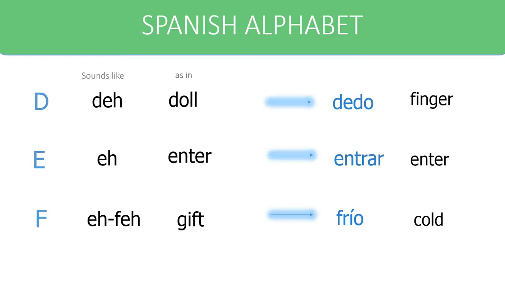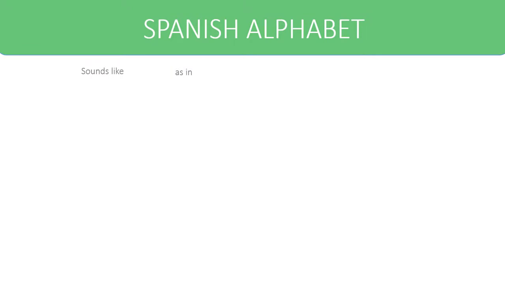So the letters D, E, and F in Spanish are de, e, efe. So far, we have learned A, B, C, D, E, F. So let's move on with letter G. Letter G in Spanish sounds like ge.